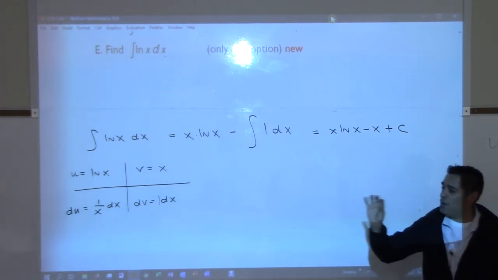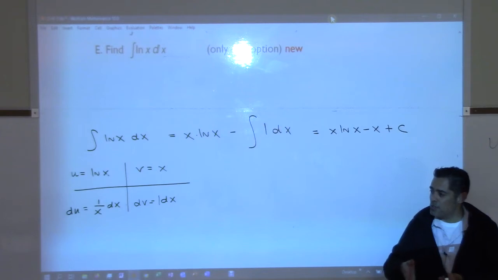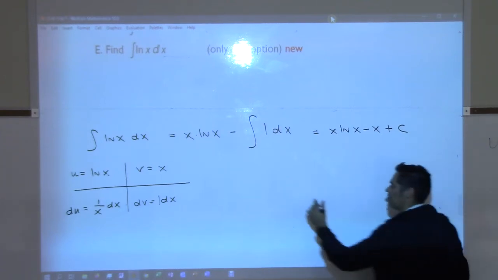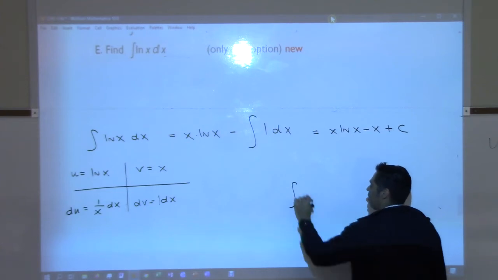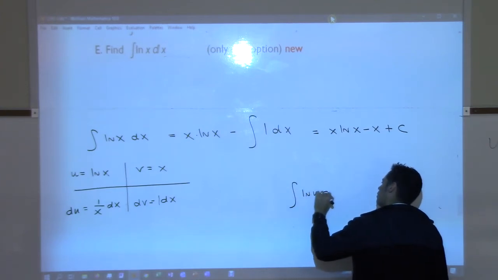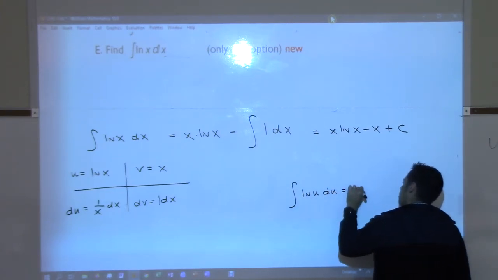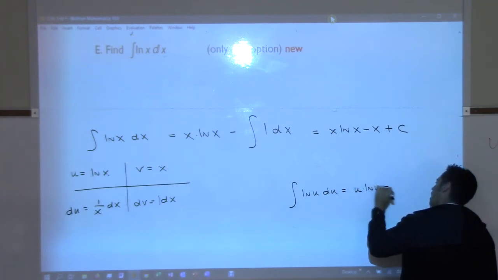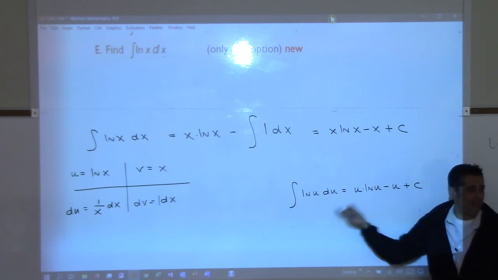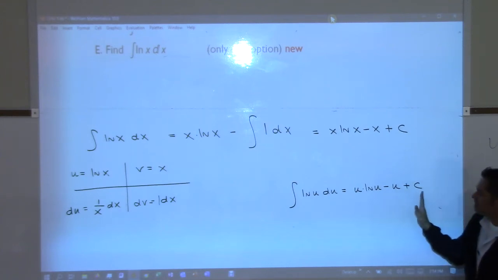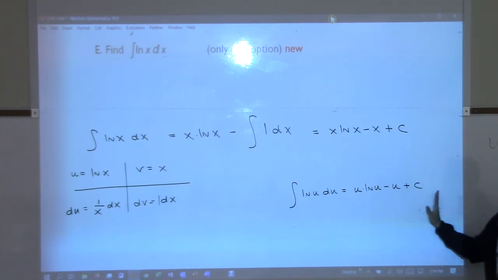So this is one time I'm telling you, you can go to your formula sheets and add this to your formula sheets. So here's the way I would write it on your formula sheet, so it's consistent with what's on there already. Put natural log of u du equals u times natural log u minus u plus c. Because in your formula sheets, they use u instead of x. So that's the way it should look on your formula sheet.